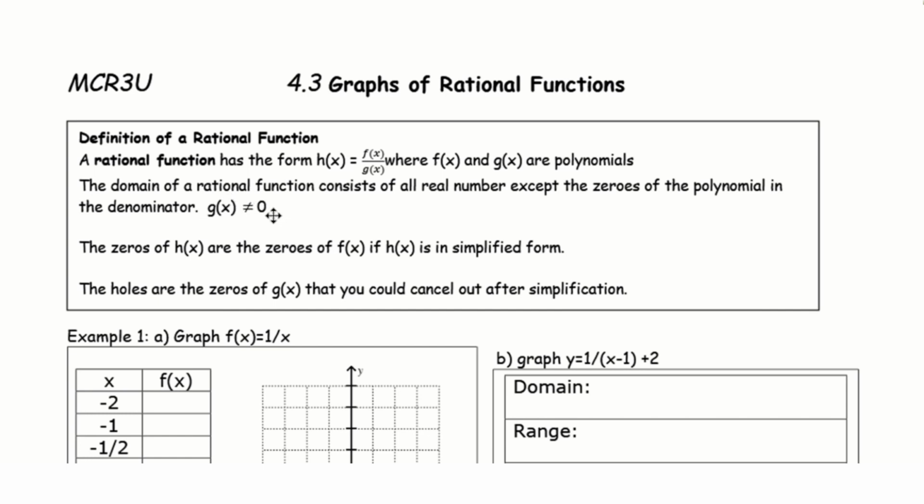So we find the zeros of the denominator, then they are the restrictions for the rational function, and the domain is all real numbers except the restrictions. The zeros of h of x are the zeros of f of x, unless f of x and g of x have some common factors you can cancel out, and the common factors cancelled out give the zeros of the other holes.